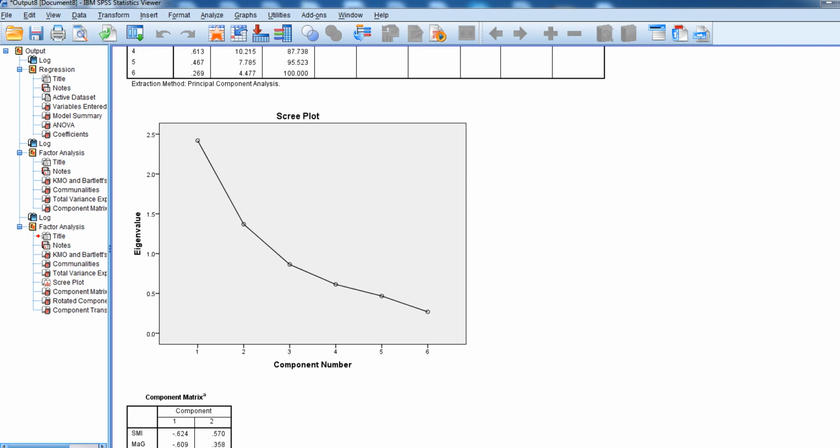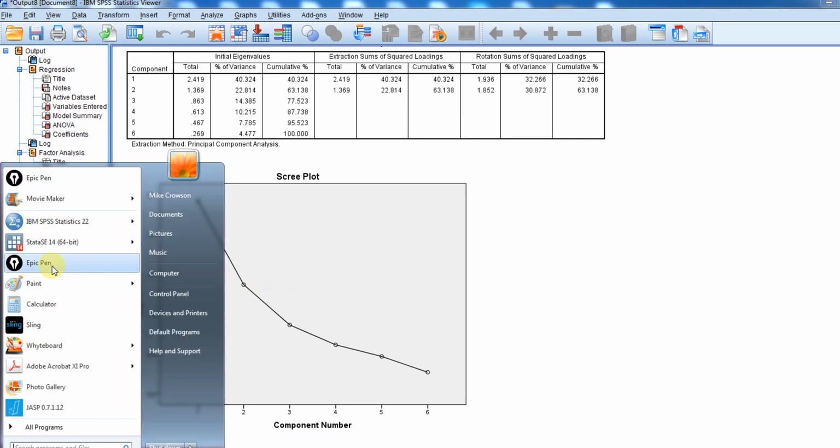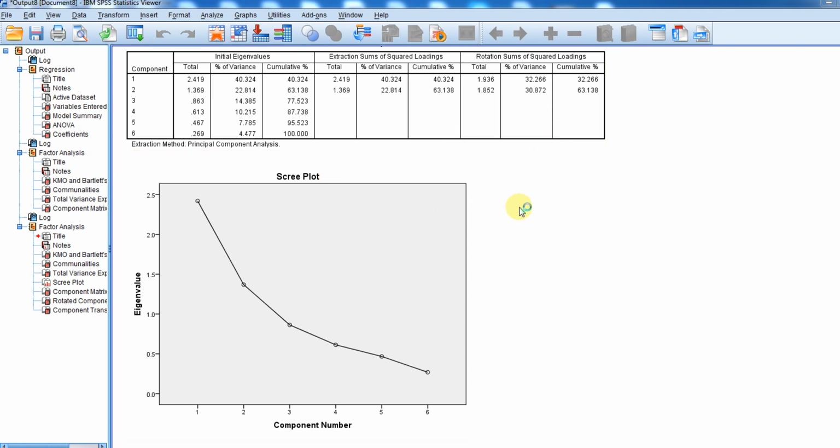So we might utilize the scree plot. The scree plot basically plots the component numbers against the eigenvalues, these initial eigenvalues that you see right here. If you think about this as the side of a mountain, what we're looking for is where the slope of the mountain really peters out, and what we're left with at the base is the rubble.